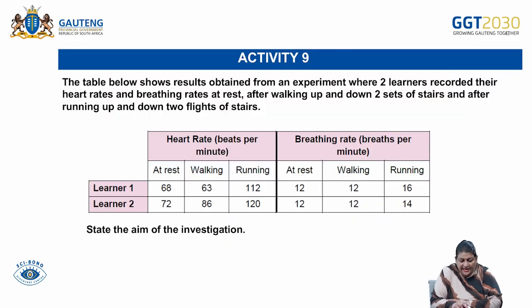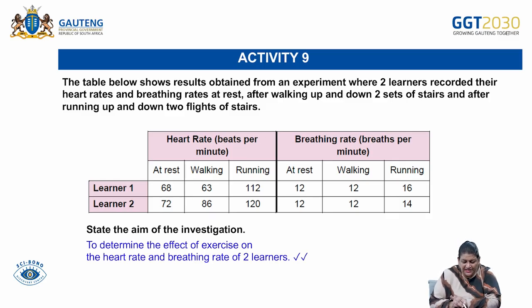Same thing. The table below shows results obtained from an experiment where 2 learners were recorded using their heart rates and their breathing rates, okay, during exercising, walking and running. So, let us look at it. What is the aim of the investigation? Here the table shows results from an experiment where 2 learners recorded their heart rates and breathing rates at rest and after walking up and down the stairs. So you want to determine what is the breathing and heart rate of a person during exercise and rest. So what will be the aim?